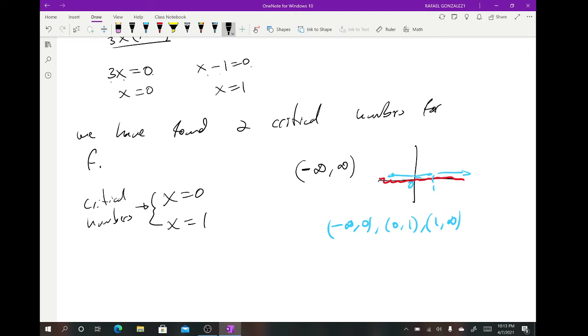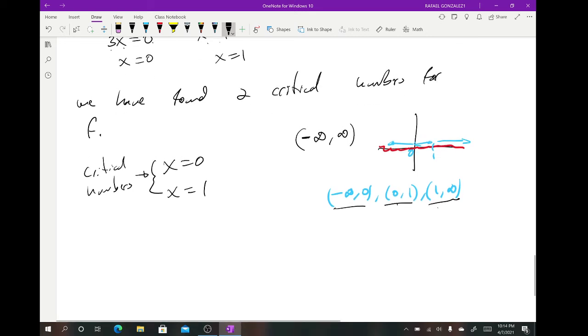I have to find out what's happening to the function on these intervals. Is it increasing here? Is it decreasing here or increasing here? Is it decreasing here or increasing here? Okay, so how do we do this? Well, I just gave us some intervals, so let's actually make a table.